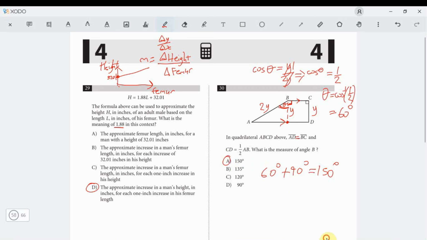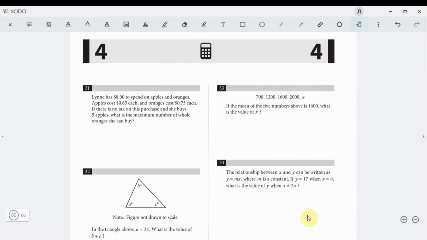Easy stuff. Nice. And guess what? We finished the multiple choice part. Time for the structure.